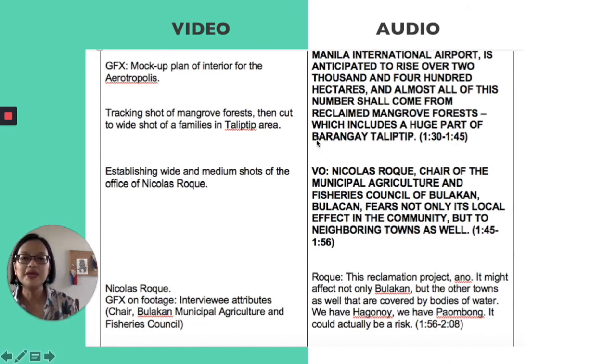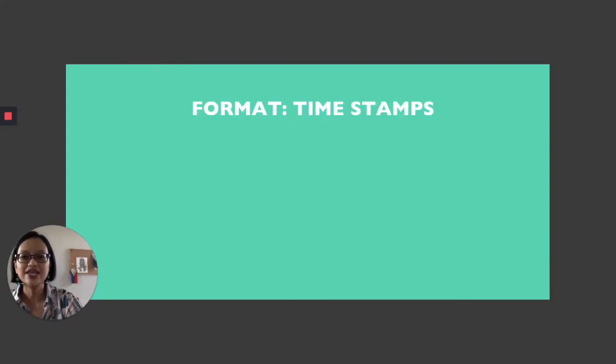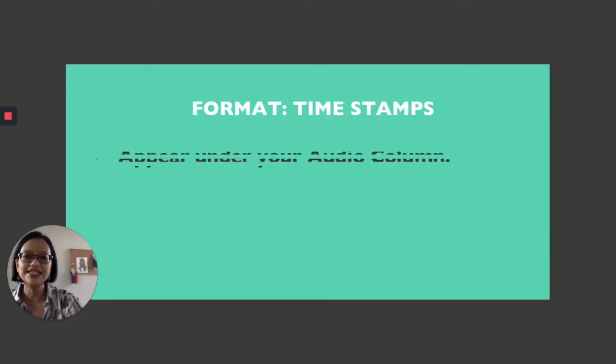So you want to be able to decide for yourself what would make it move a little quicker and what would be the best use of your time. The fact is you only have 3 minutes for this AVP, so you want to make sure that you're using your time well, and that is what a script is all about. So for the timestamps, the format is just as important. They must appear in your audio column.